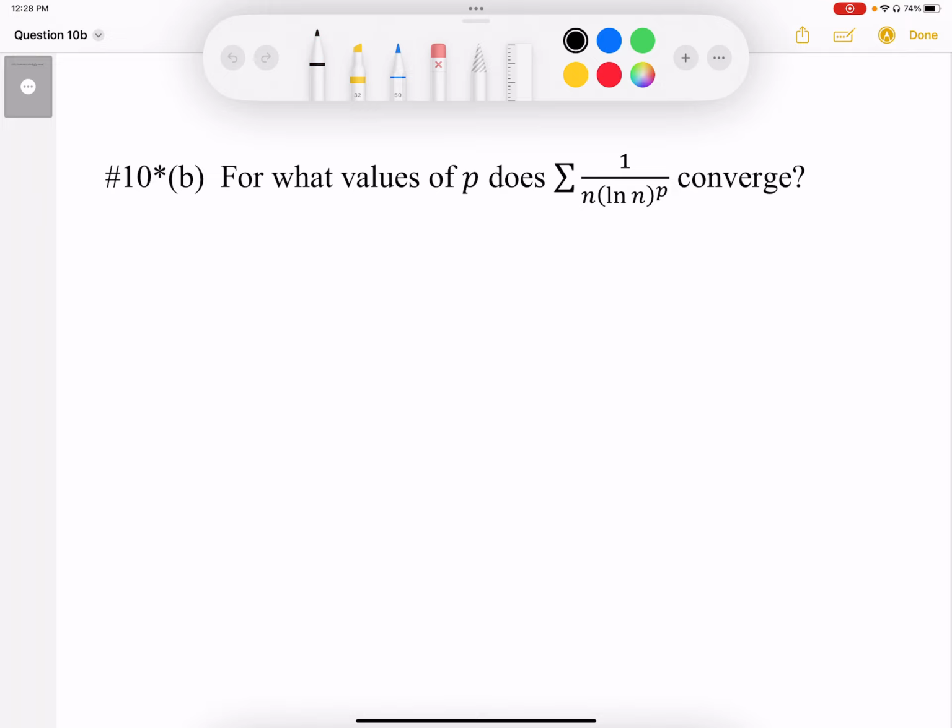So what I can say is I can have a function y equals 1 over x log x, all to the power of p. And we're going to say that the area under this graph is going to behave similarly to the sum of this series.